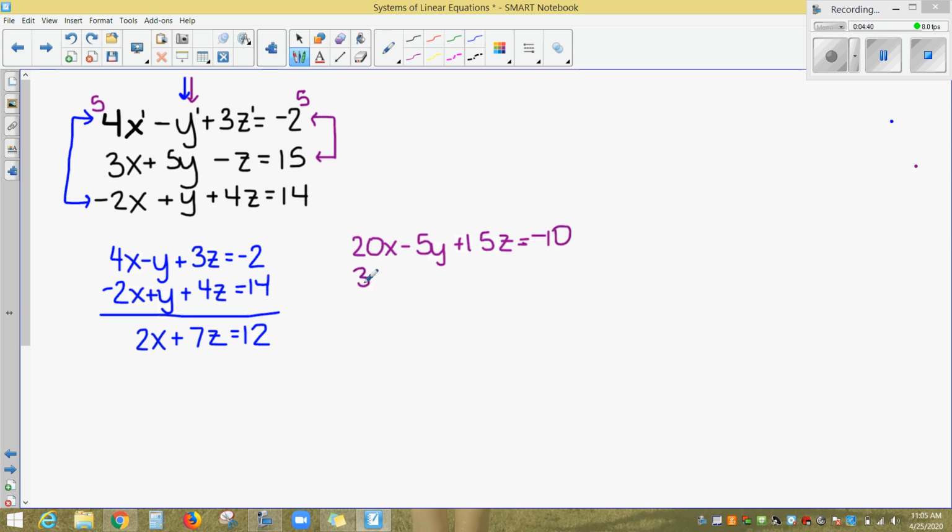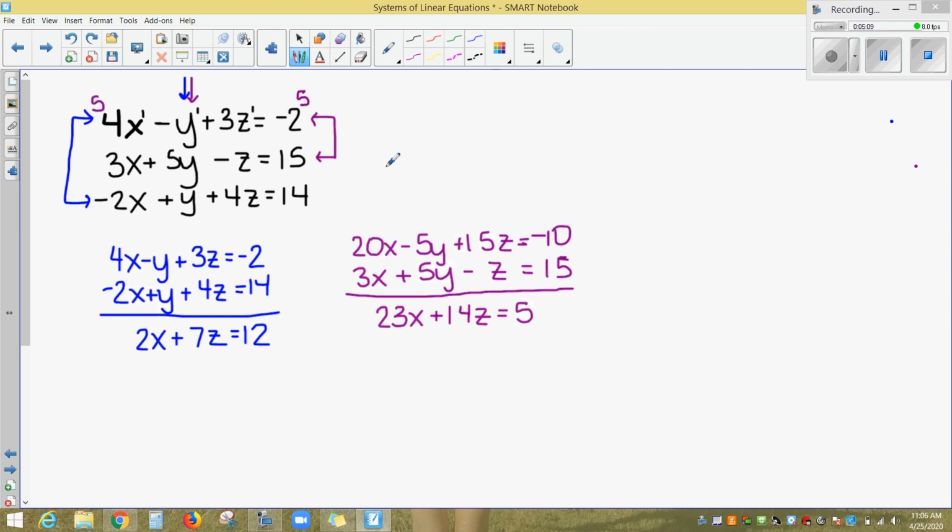Remember, we multiply every term of both sides, not just the one that we're trying to change. Okay, we've broken the rules if we've done that, so I multiply every piece of both sides of the equation by whatever I need to. Now when I add the two equations together, I get 23x plus 14z equals 5.